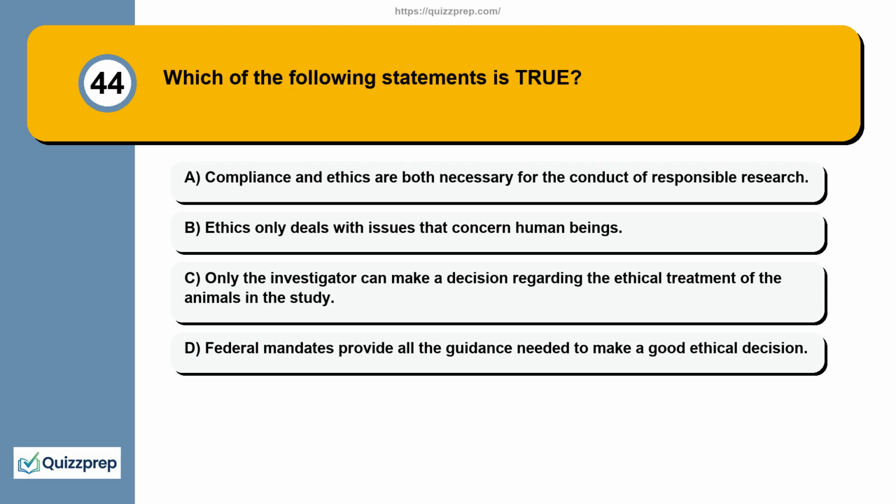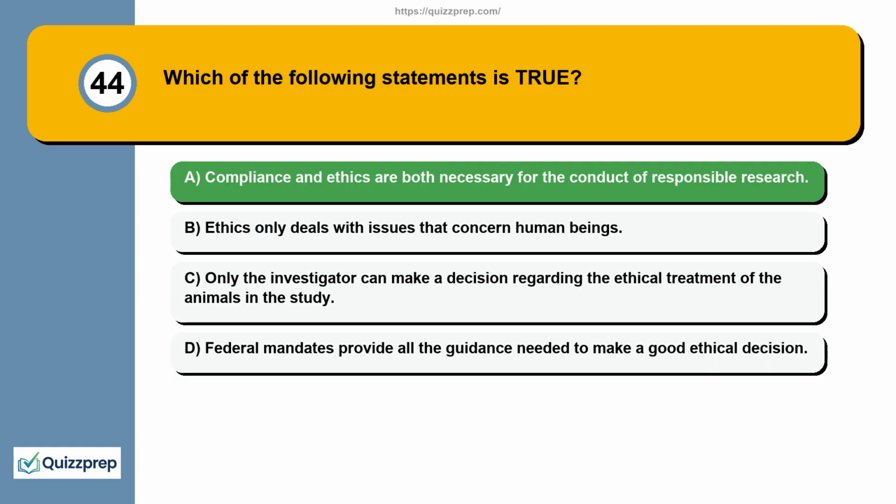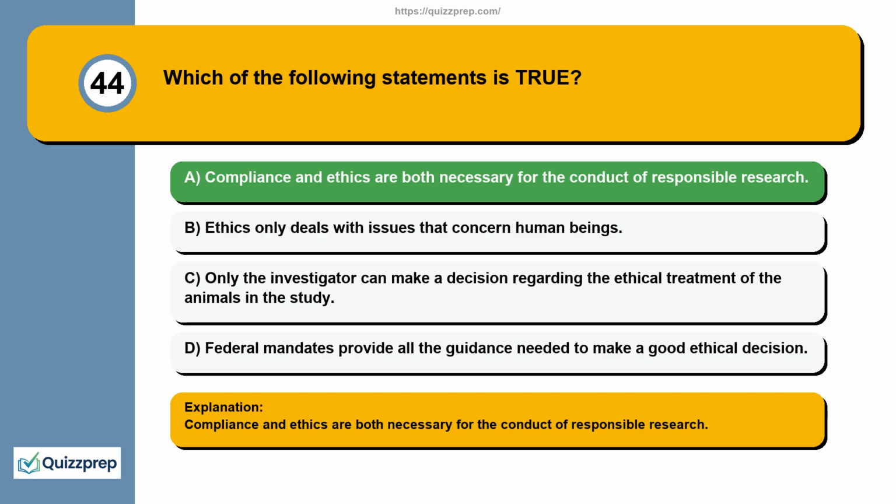Question 44. Which of the following statements is true? Option A, compliance and ethics are both necessary for the conduct of responsible research. Option B, ethics only deals with issues that concern human beings. Option C, only the investigator can make a decision regarding the ethical treatment of the animals in the study. Option D, federal mandates provide all the guidance needed to make a good ethical decision. The correct answer is option A, compliance and ethics are both necessary for the conduct of responsible research.